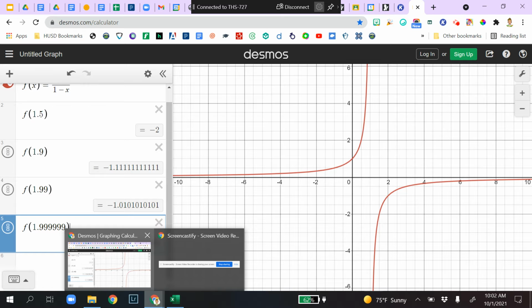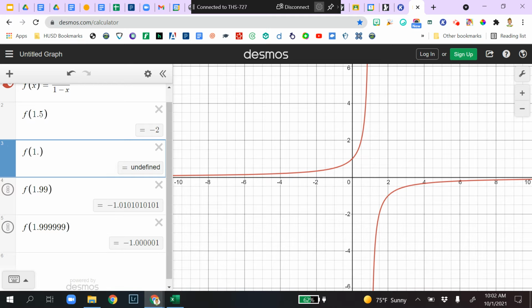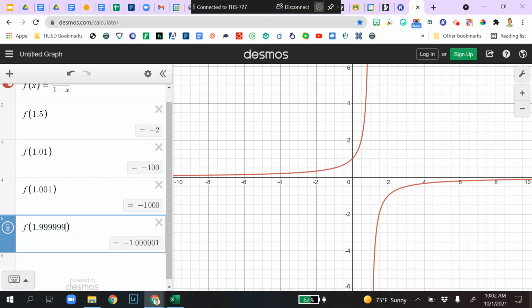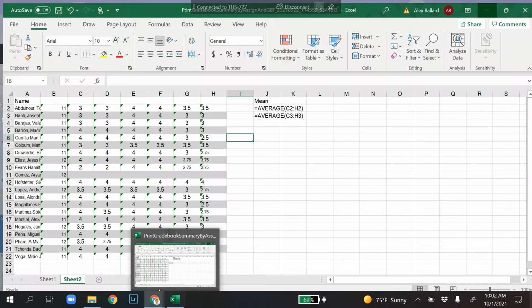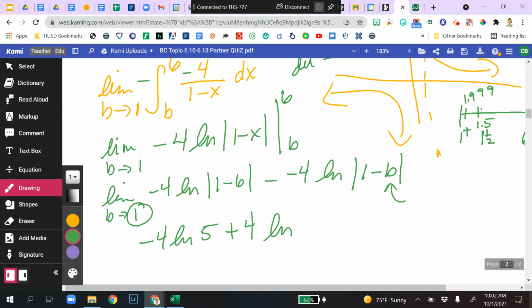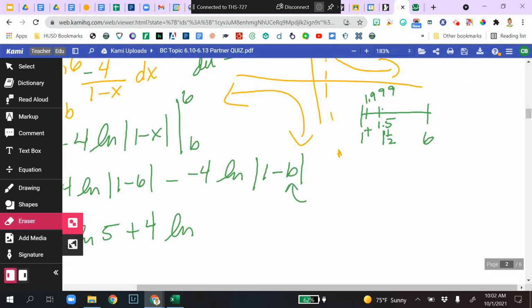Oh, I know what I'm doing wrong. I'm going the wrong direction. 1.9 is bigger, isn't it? I should be doing this. There we go. See what I did wrong? I picked the wrong number. Okay, let me go back here and explain it. I was counting wrong. It's rough when the calculus is right and the counting is wrong.